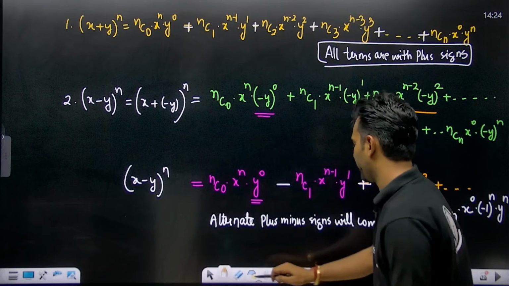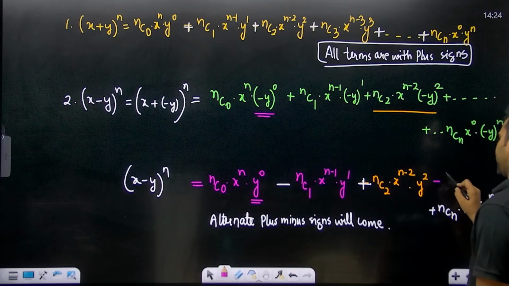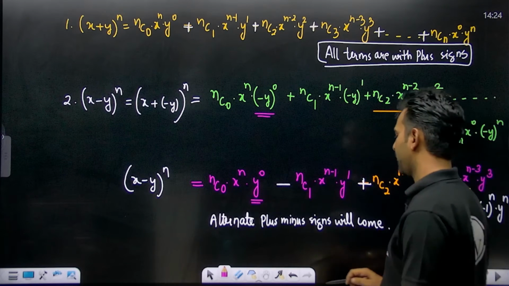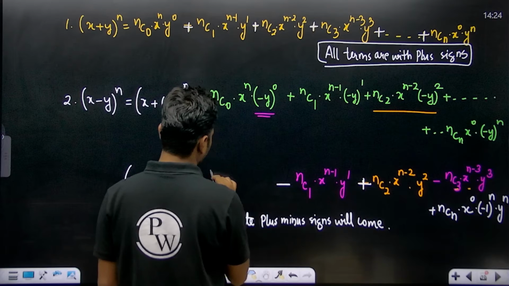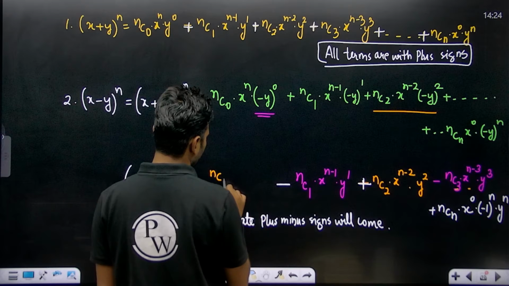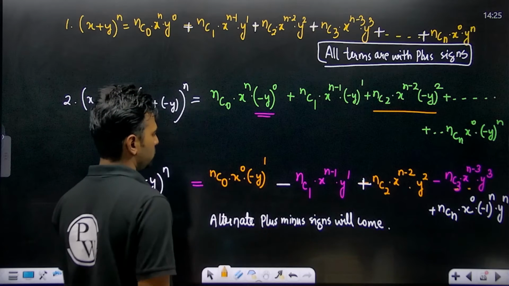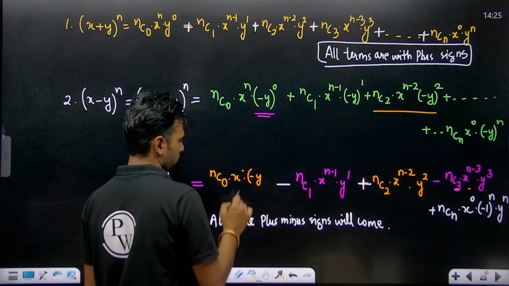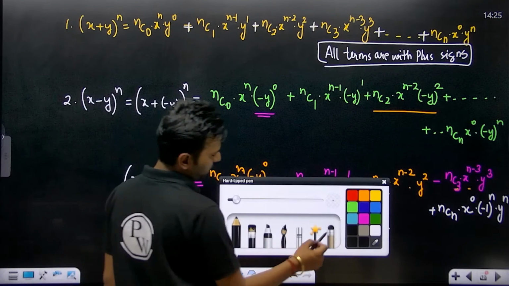Okay, over here if you write down one more term, let's say, then it is going to be minus nC3 into x to the power n minus 3 into y to the power 3. Yes or no? Let me write down this positive term over here with this only, nC0 into x to the power n minus 0 into minus y to the power 0. This is going to be n and this is going to be 0. Okay, yes. So over here alternate plus minus signs are coming. Can you guys feel this?